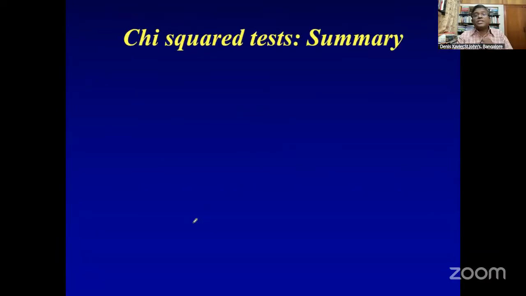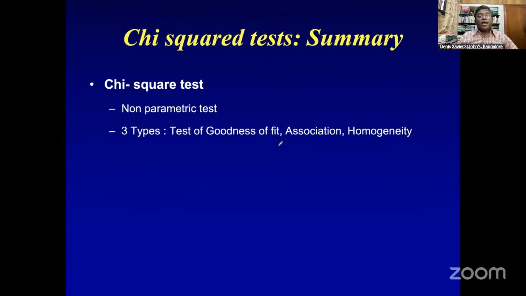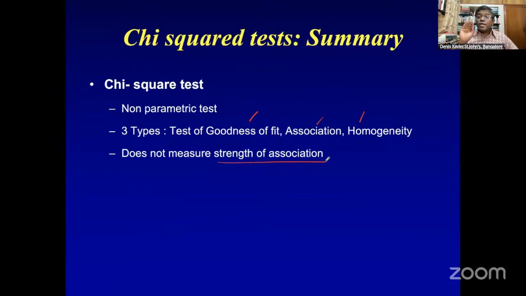With this, let us summarize chi-square tests. The chi-square test is a non-parametric test. I told you the different types: goodness of fit, association, and homogeneity. It does not measure the strength of association; it only tells you there is an association. Strength of association is measured with an odds ratio. I told you this last time as well.